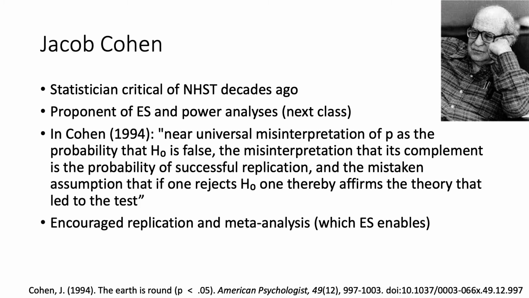Just to talk to you about who Cohen was for a minute, he was a statistician who was critical of null hypothesis significance testing decades ago. I highly recommend a paper from 1994 called "The Earth is Round, P is less than 0.05" that he published in American Psychologist. His solution was to calculate effect size and to do power analyses. In 1994, he wrote a quote so well known from this paper that it's actually on his Wikipedia page, which I was surprised by.